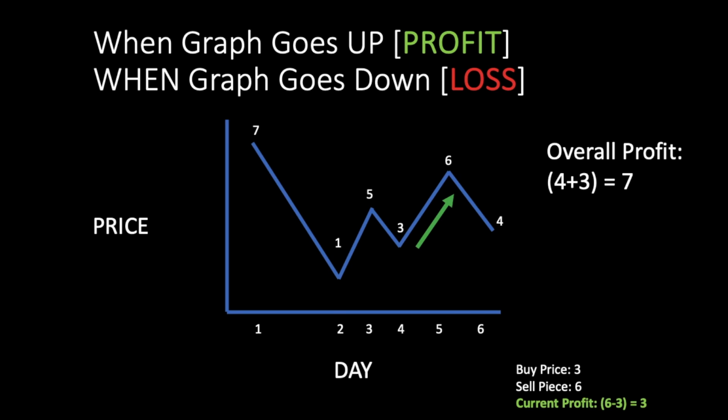Now moving to the next day, we can clearly see the graph is going up again. So we are buying a stock at 3 and selling that stock at 6. The profit will be 6 minus 3, that is 3. The current profit is 3 but the overall profit will be 7, because earlier we made a profit of 4 and now we have made a profit of 3 in this transaction. Moving forward, if we buy a stock at 6 and then sell it at 4, again we'll make a loss, so we will not make any transaction on this day.